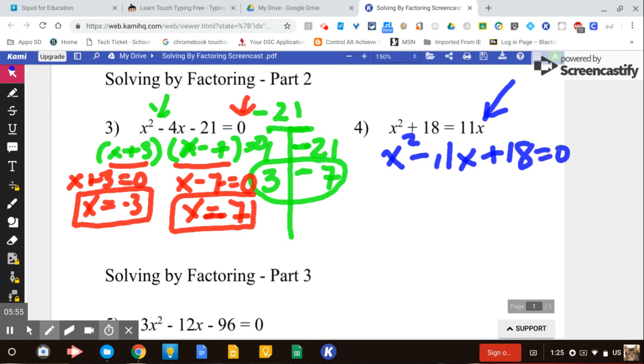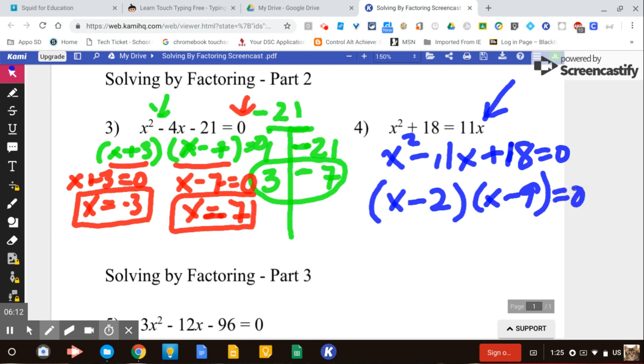I put it in standard form so that I remember, okay, what factors of 18 are going to add up to 11? They're both going to be negative. This one kind of jumps out at me. X minus 2, x minus 9 equals 0. So now, again, take each one.